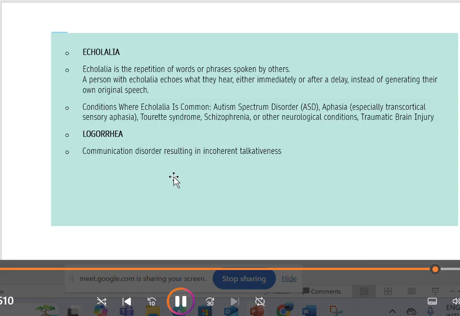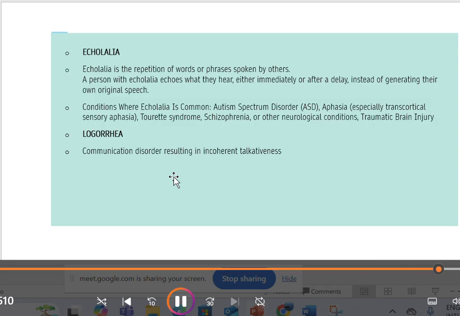A person with echolalia echoes what they hear either immediately or after a delay, instead of generating their own original speech. Conditions where echolalia is common are autism, then aphasia, Tourette syndrome, schizophrenia, and intellectual disability. Here are the places we have echolalia.